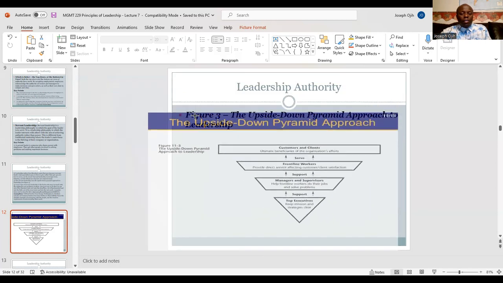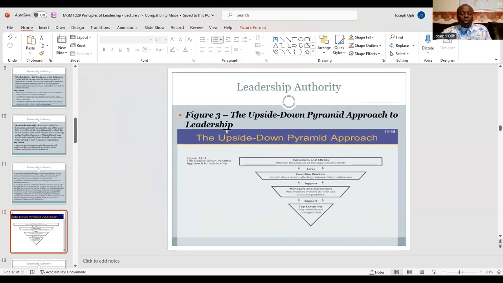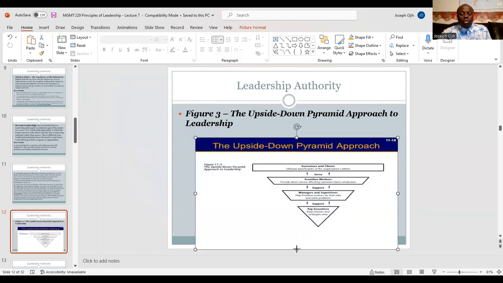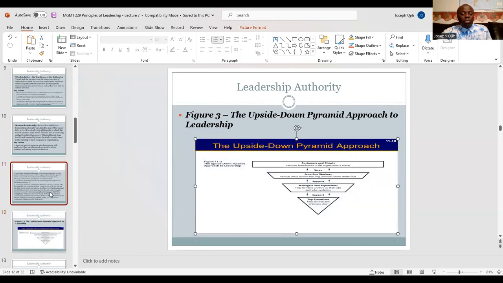So that's what servant leadership is about. And that's what the upside down pyramid approach is.